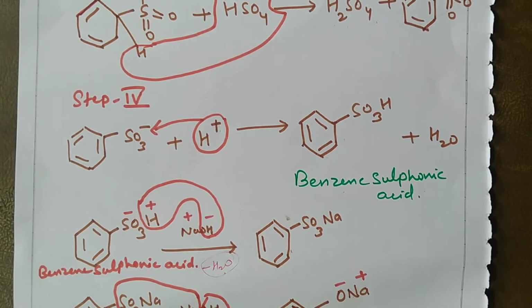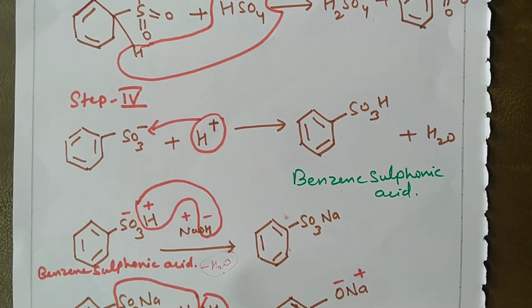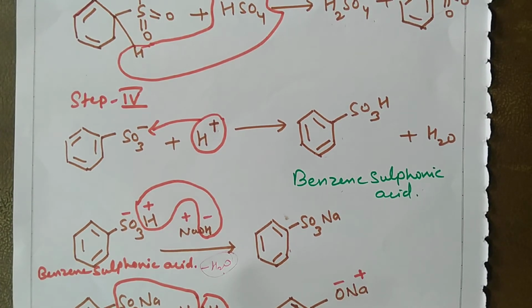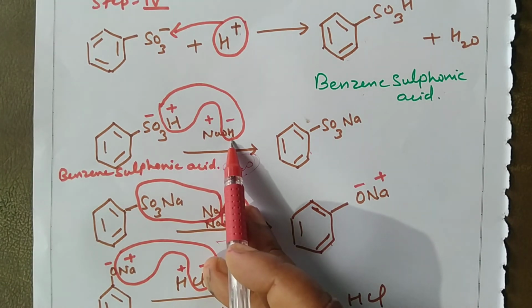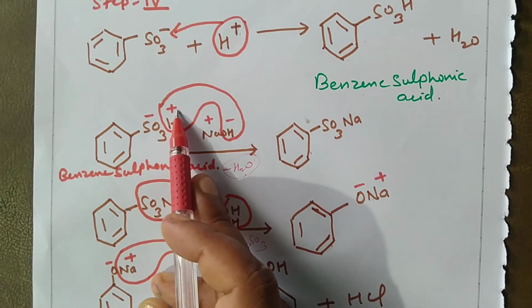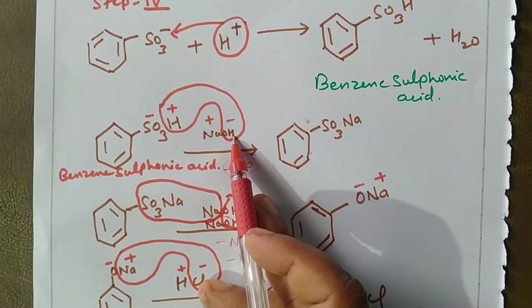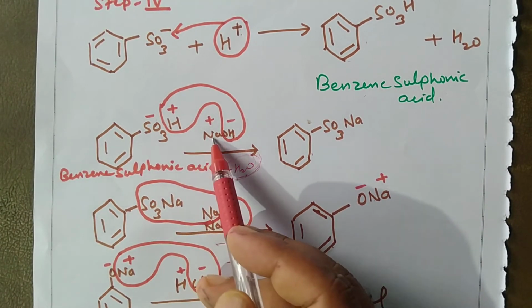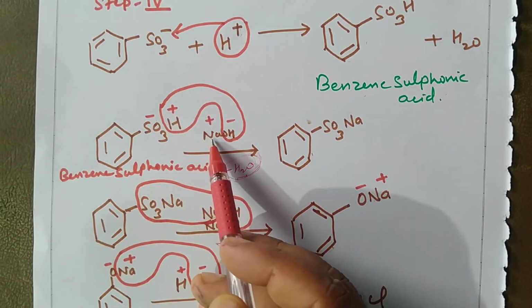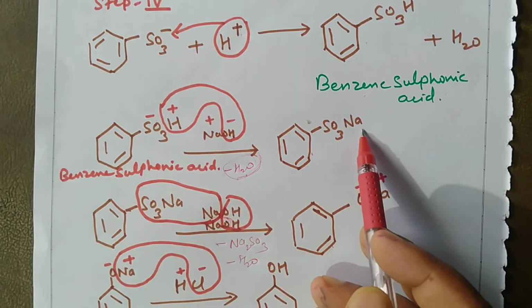Now after the formation of benzene sulfonic acid, we are going to prepare phenol. So here we are going to discuss how benzene sulfonic acid forms phenol. So benzene sulfonic acid so formed first of all reacts with base NaOH. So here H plus ion of benzene sulfonic acid reacts with OH minus of NaOH to eliminate a water molecule. You can see that a water molecule is eliminated. Now in place of H plus ion, Na of NaOH goes to form SO3Na.